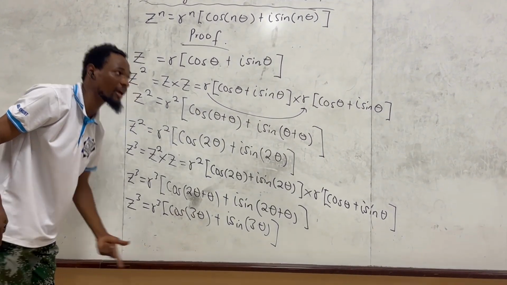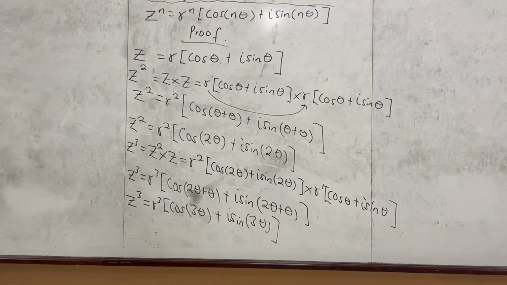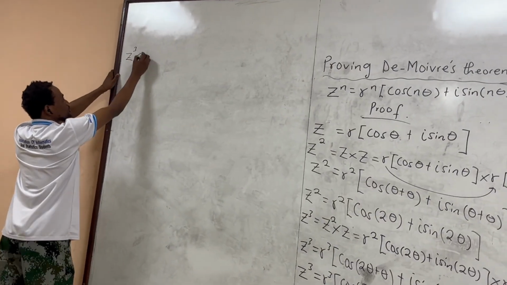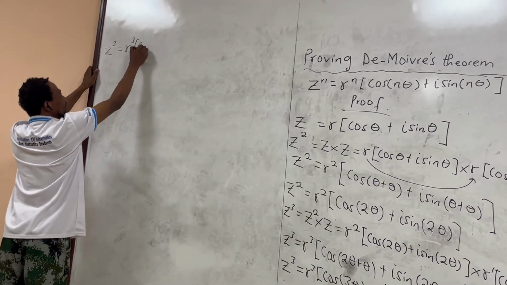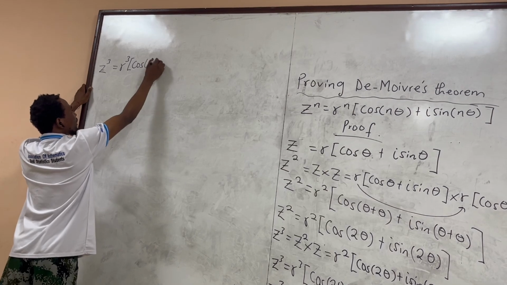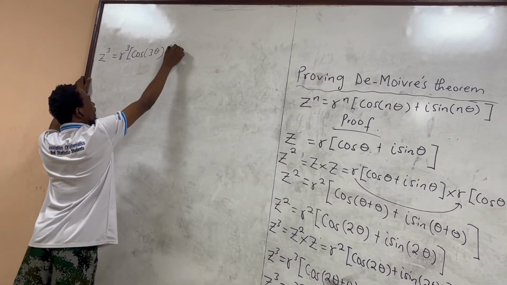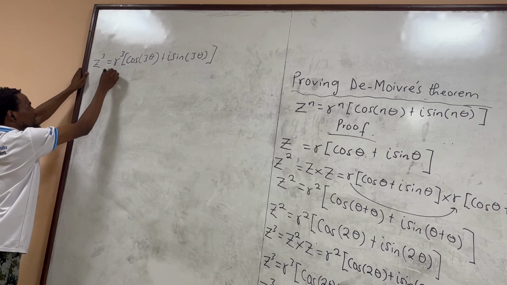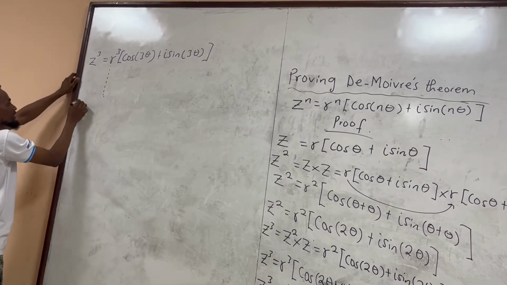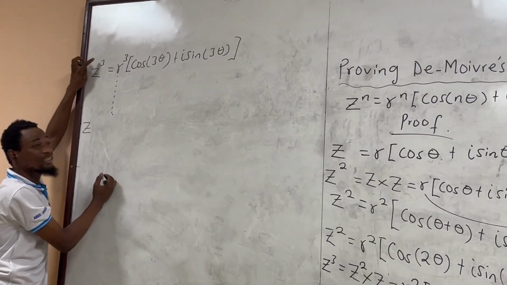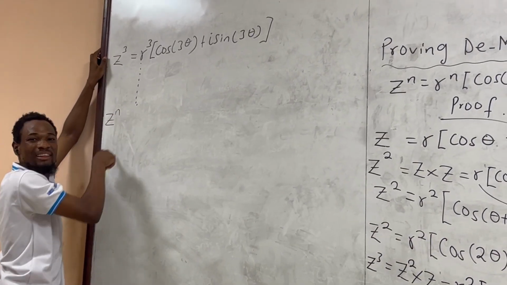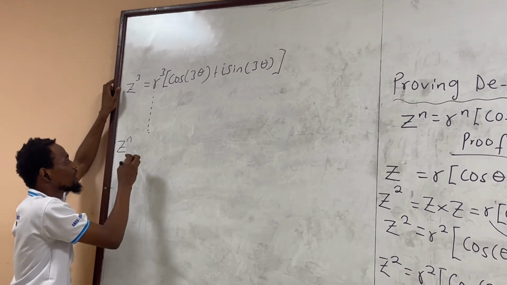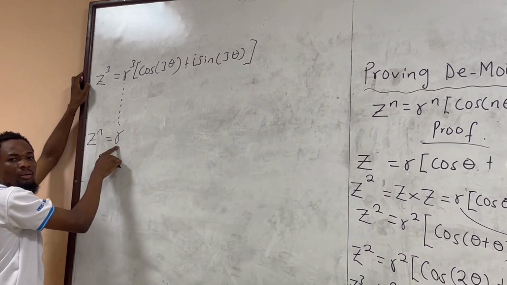What can we deduce from here? I can say that z to the power 3 is equal to r to the power 3, cos 3 theta plus i sine 3 theta. So I can say that z raised to the power, let the number represent n, because n can take any value. N can be 100, 1,000, 200 or whatever. So let n represent the power, then r raised to that power, which is r to the n.